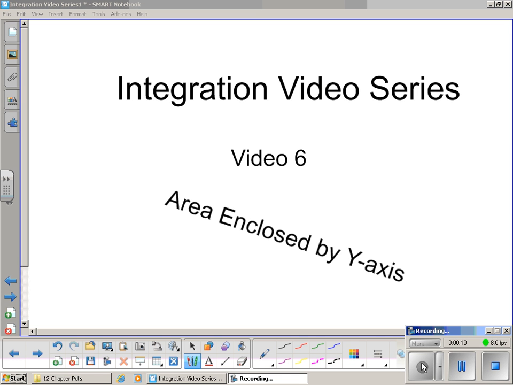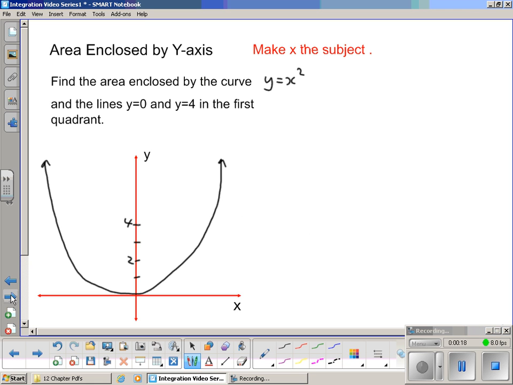This one we're going to look at the area enclosed by the y-axis this time, not the area enclosed by the x-axis. So let's have a look at a good example. This example here will illustrate it quite nicely. We've got to find the area enclosed by the curve y equals x squared, which is your normal standard parabola. The area enclosed by the curve and the lines y equals 0 and x equals 0 in the first quadrant.